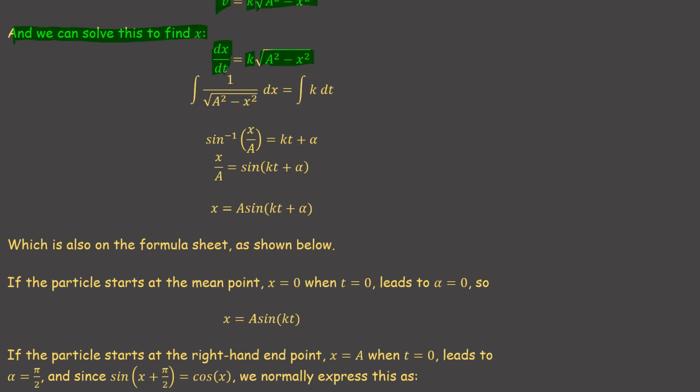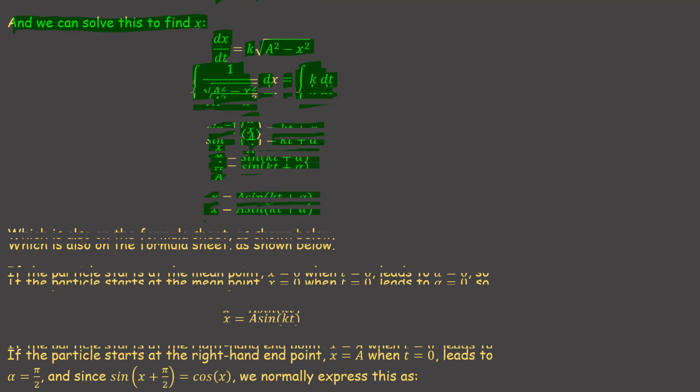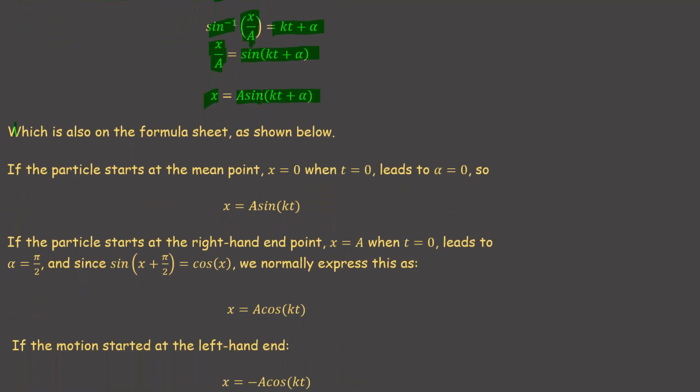Again, separate and integrate. So we get the integral of 1 over root a squared minus x squared dx is equal to the integral of k dt. So the inverse sine of x over a is equal to kt plus alpha. That gives us x over a is sine of kt plus alpha. Sorry, I said a before, it's alpha. X is equal to a sine of kt plus alpha, which is also on the formula sheet as shown below.